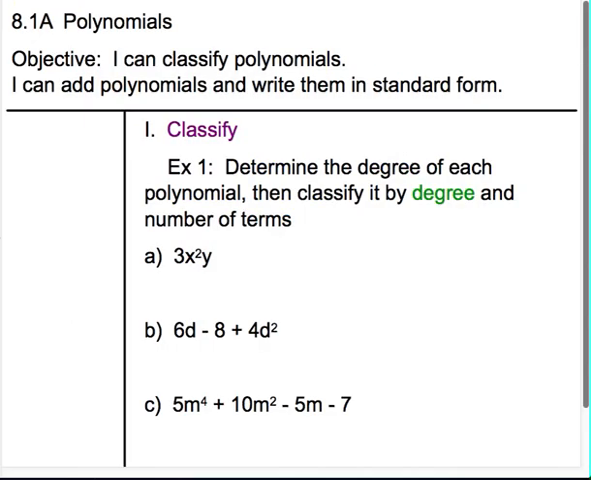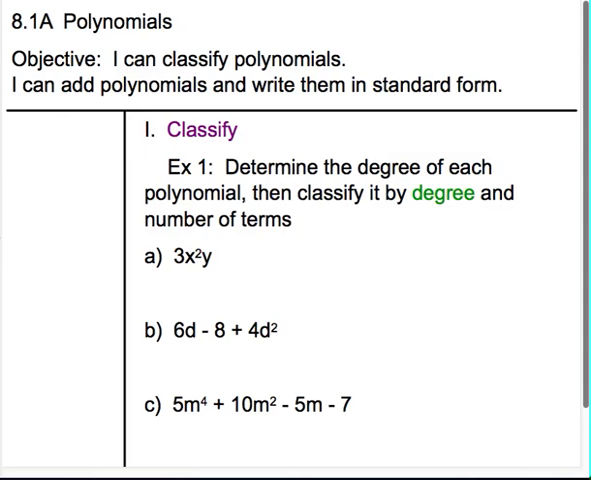All right, so here's the notes part of our video for today. We've got section 8.1a, which is polynomials. We have 2 objectives. I can classify polynomials. We're going to, again, be classifying them by degree as well as by number of terms. And then I can add polynomials and write them in standard form.